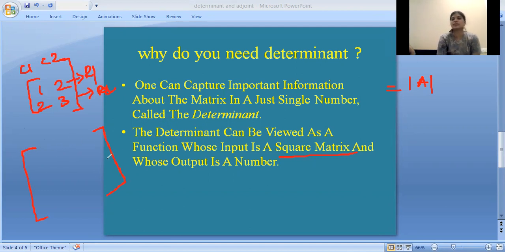You can't apply the determinant to 2 cross 3 or 3 cross 2 because in this the number of rows is not equal to the number of columns. So the determinant can be only viewed as a function when you give the input as a square matrix and you will be getting the output as a number. The final result of the determinant is going to be an integer.